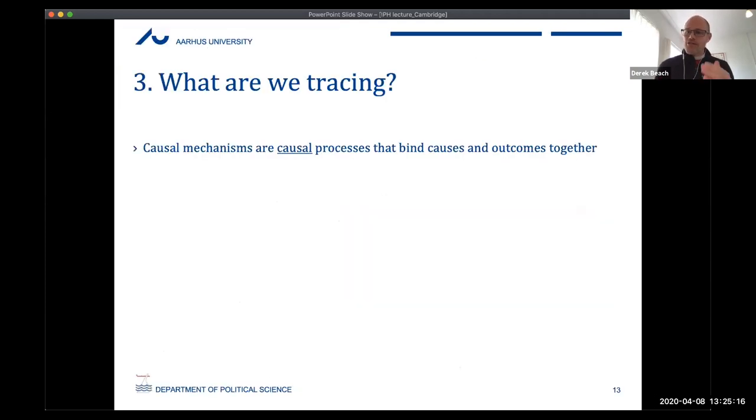Okay, so let's dig down a little bit more into what we know from the philosophy of science about mechanisms and process. So again, these are the causal processes that bind causes and outcome together. They are not series of events.